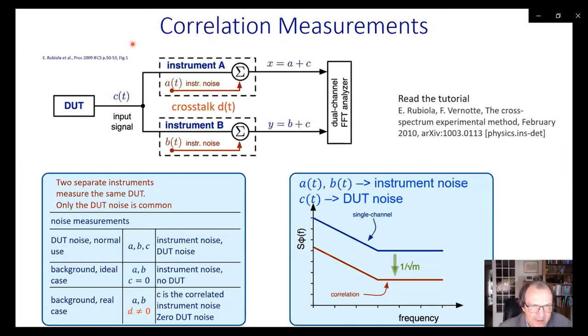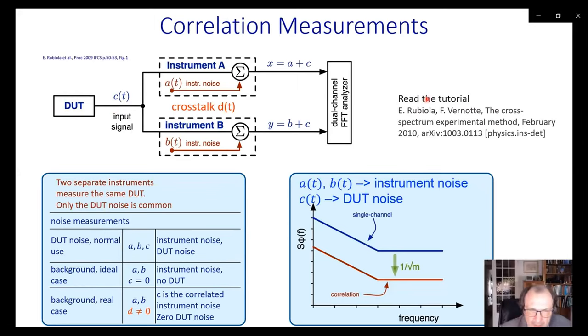Now we take a look at the trick of the dual channel instrument. This is a quite general approach where we have two separate branches of the instrument measuring the same device under test. And of course, we assume that the noise, the internal noise of these two branches, A and B, is statistically independent from one another, and also statistically independent from the signal, which is the noise of the device under test.